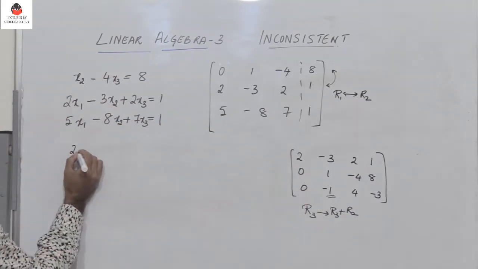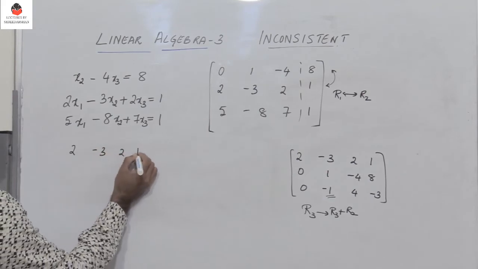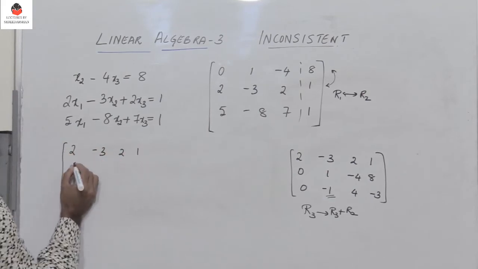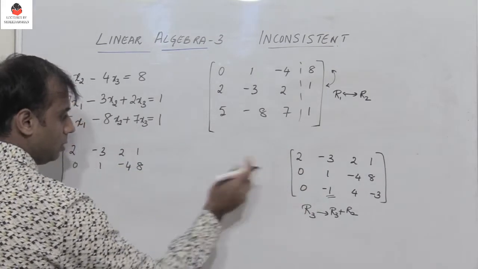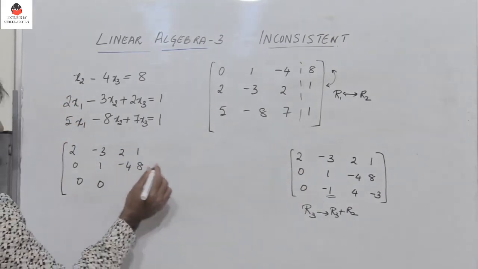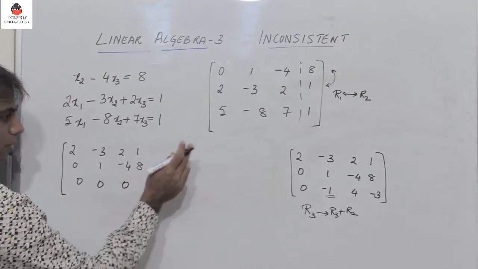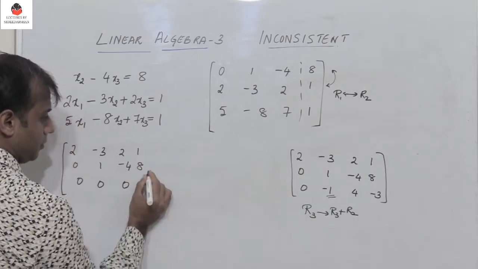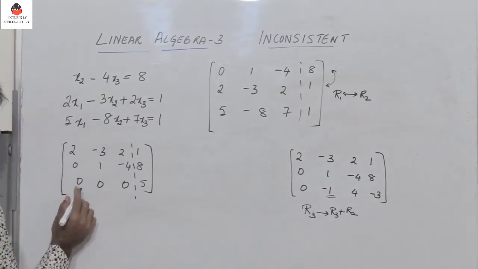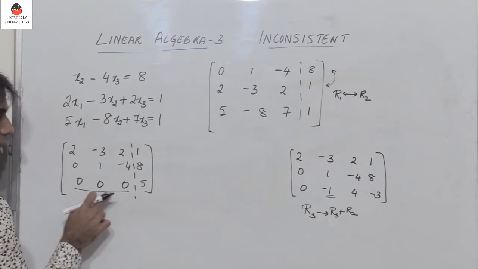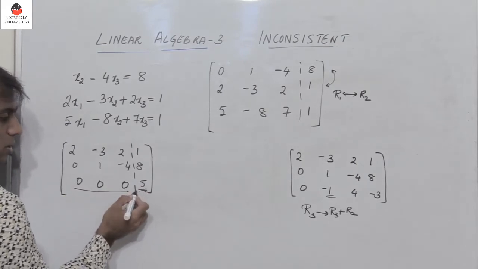So I write here 2 minus 3, 2, 1. Then 0, 1, minus 4, 8. 1 minus 1 is 0. Minus 4 plus 4 is 0. And 8 minus 3 is 5. Now this is the coefficient matrix where the last row, all the elements are 0. And I have a non-zero element.